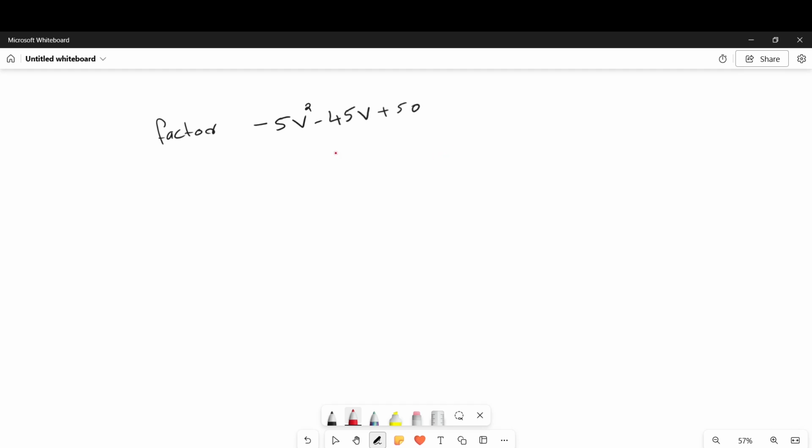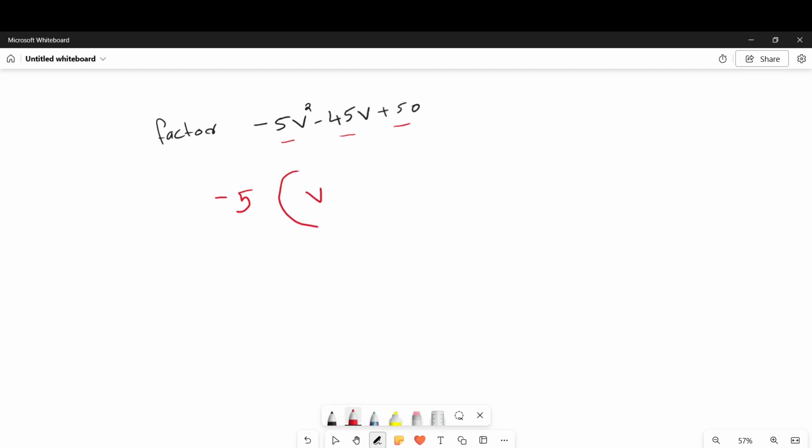First we see there are three terms, 1, 2 and 3. There is some common factor here. It's 5, because 5, 45 and 50 are multiples of 5. So we factor out minus 5. I am factoring out minus 5. Okay, so what is left here?